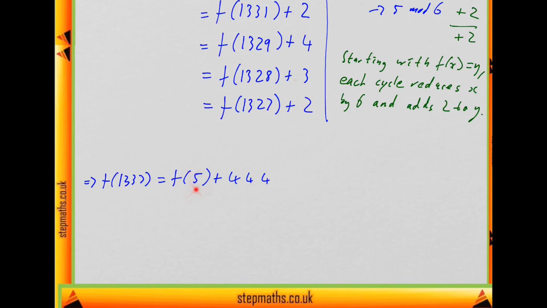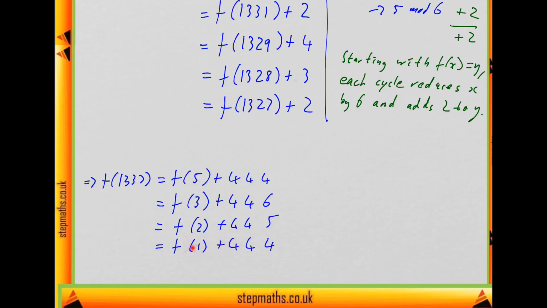And since we can't complete a whole cycle before we get to f of 1, let's just work out what happens to this from this point on. This isn't divisible by 3 or 2, so we use the first rule. So we get f of 3 and then add 2 to this to become 446. This is divisible by 3, so we reduce this and this by 1. This is divisible by 2, so we reduce this and this by 1. So we get this, and f of 1 we were told at the start is 0. And therefore our final answer is just this part, which is 444.